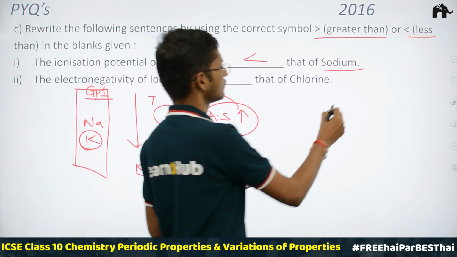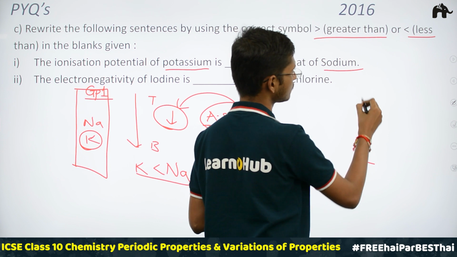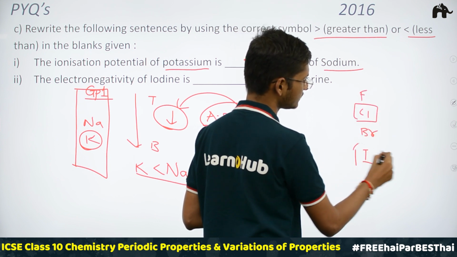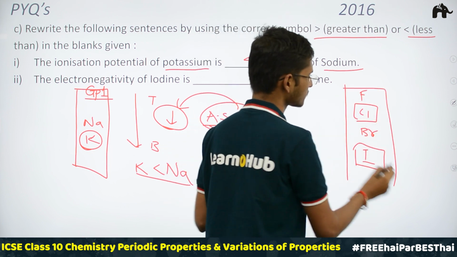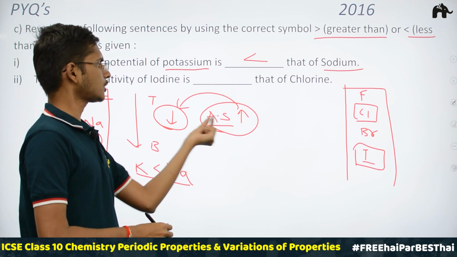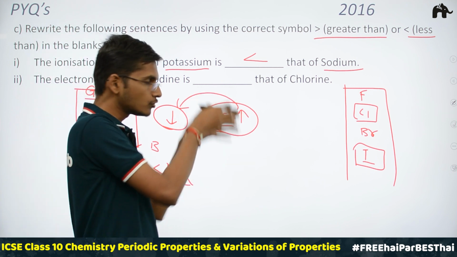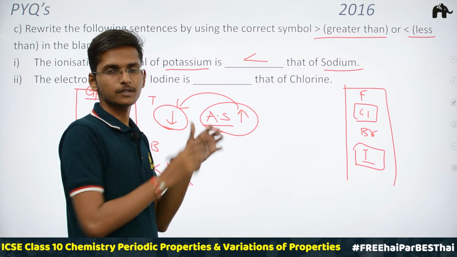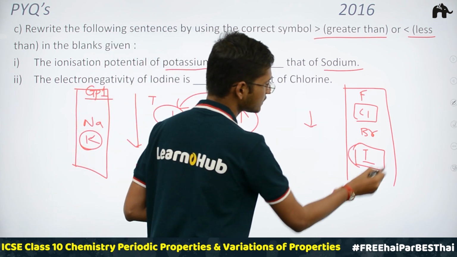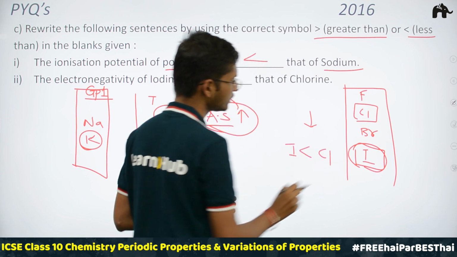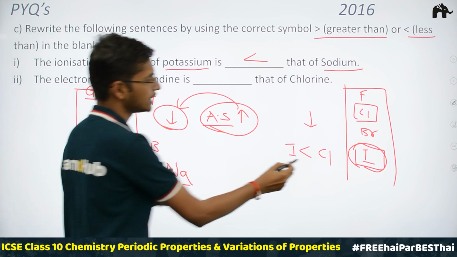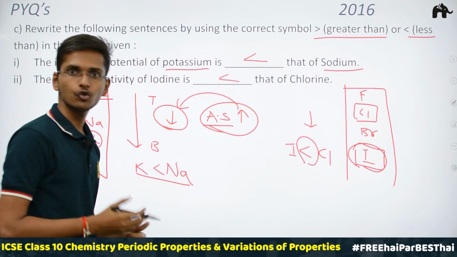Same way, let's look at iodine. It is here. So fluorine, chlorine, bromine, iodine, right? So chlorine is here, iodine is here, in the same group. Now apply the trend of electronegativity down the group. Just now I have told you atomic size is increasing when we move down the group, so electronegativity is opposite, right? Electronegativity's trend would be decreasing when we move down the group. So iodine's electronegativity would be less than chlorine. So see here, the electronegativity of iodine is less than that of chlorine.